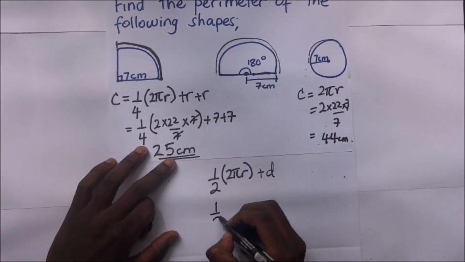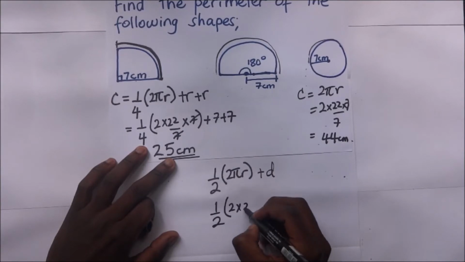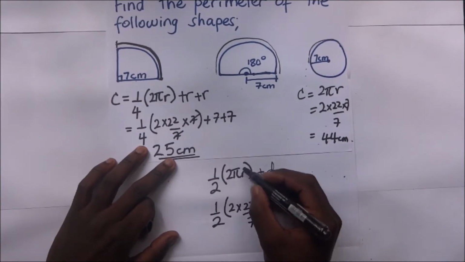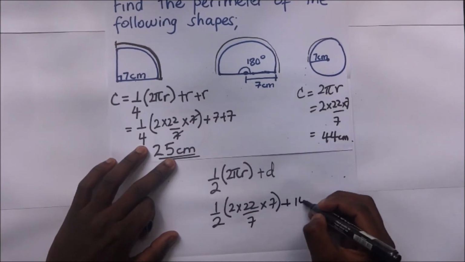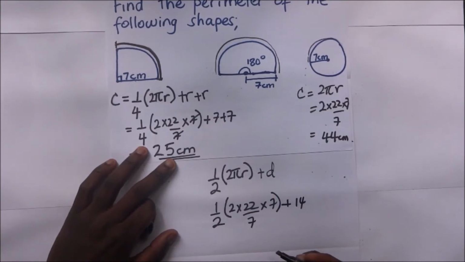So it's going to be a half times 2 times 22 over 7 times radius, which is 7, plus the diameter, which is 14.